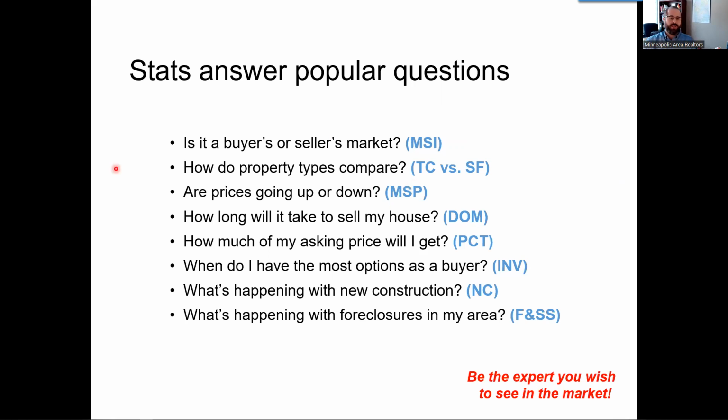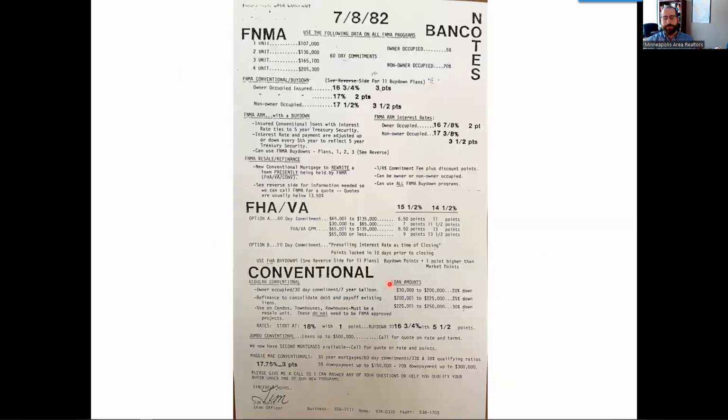So it's really not just this one. How long will it take me to sell my home? Well, we've got days on market. How much of my asking price will I receive? We've got percent of original list price. When do I have the most options as a buyer? We've got inventory, so on and so forth. So I sort of say, be the expert that you wish to see in the market.